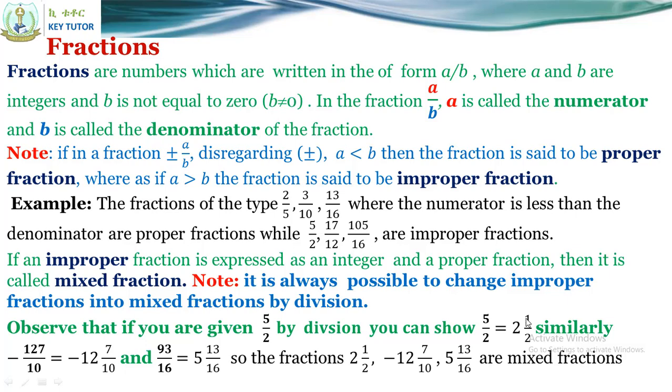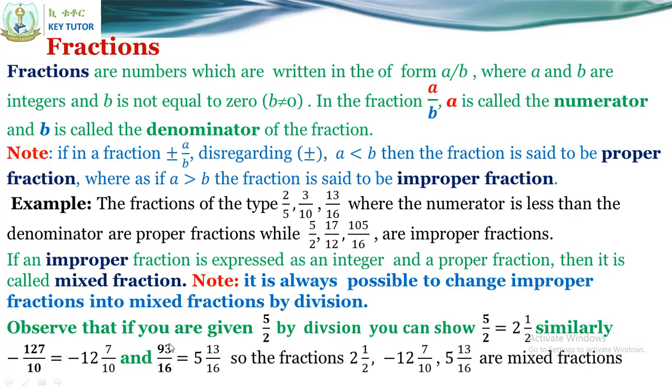Similarly, you can consider negative 127 over 10. This is obviously an improper fraction because 127 is greater than 10. Now 127 can be written as 120 plus 7, and the part of 120, when you divide it by 10, gives you 12. 7 remains, which gives you 7 over 10. So this is simply negative 12 and 7 over 10. So this is a mixed fraction.